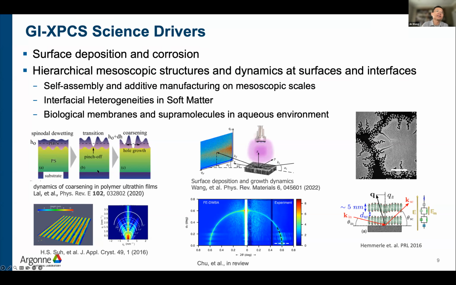And those thin films can also be softer matter, so polymers, in broad 2D films, or there could be 3D with these features, so that you can see the dynamics with GI-XPCS, also in air. And this is a liquid-solid interface, where you can see the biomembranes and supermolecules in the aqueous environment.